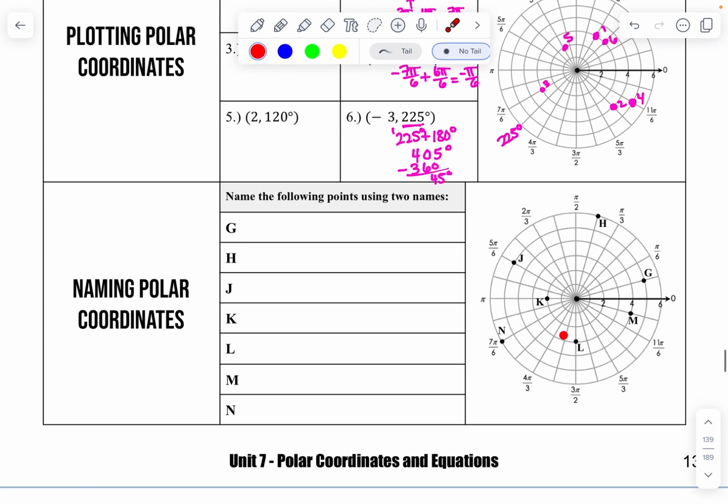All right, so name the following points using 2 names. So a positive R value and a negative R value.